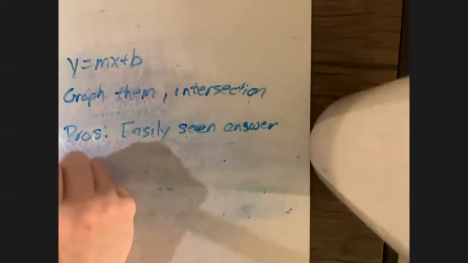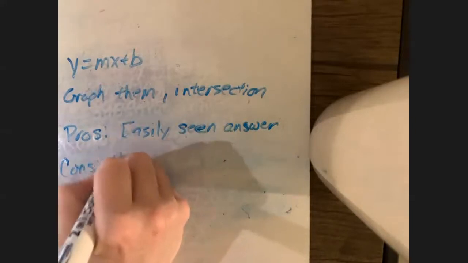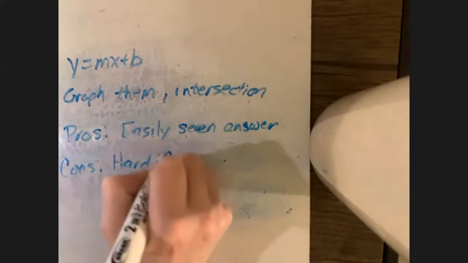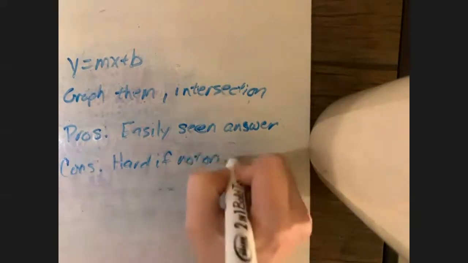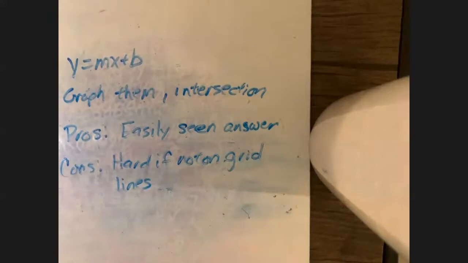Now, the cons to this is going to be, if it's not on grid lines, so if it's not going to be on a nice, pretty 7, -2 type of ideal location, if it's going to be on a half marker or a third or a quarter or any of those little decimal type things, it's real hard to read.